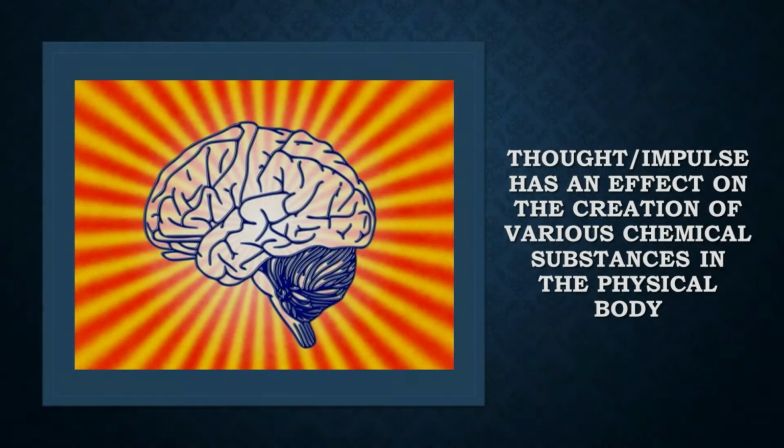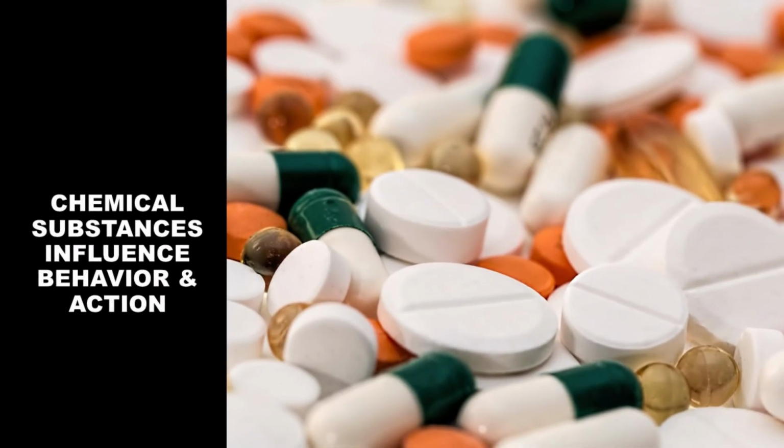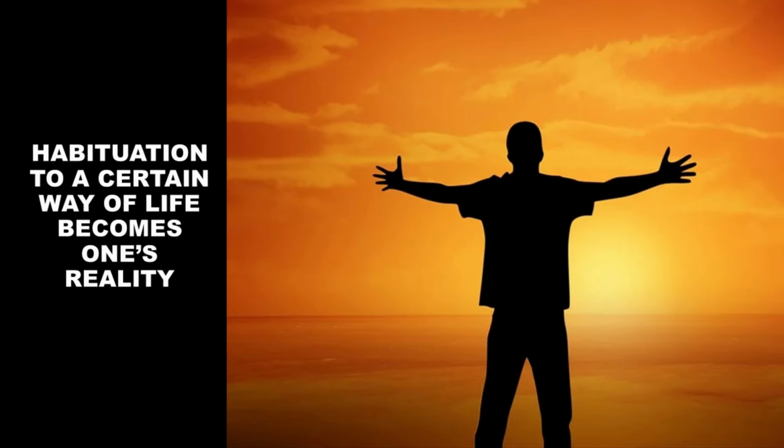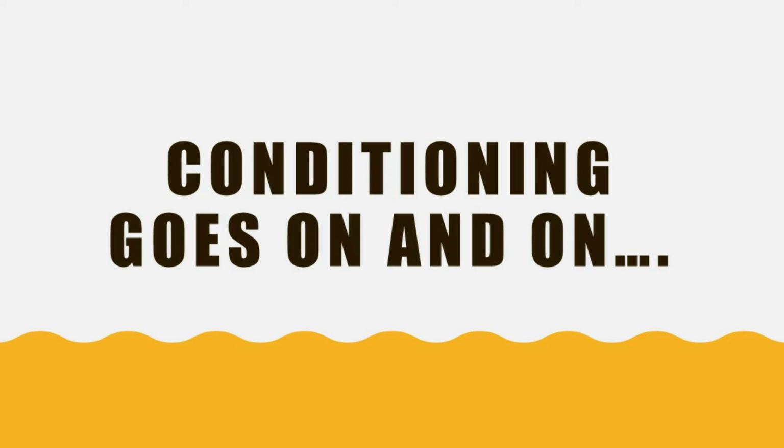Absolutely. Definitely. That's why the mind is so powerful, because every time you get a thought, which I call an impulse in your brain, it has an effect on what kind of chemical substances are created. And chemical substances influence behavior, influence action, and then it becomes a personality. And once a person develops a personality, which means they're habituated to a certain way of life, that becomes the reality. Yeah, that becomes like the new normal. Exactly. Which is pathological many times, or harmful. So that leads to conditioning in that human being, and that conditioning goes on and on until the person actually realizes what he has become, or what has become of him.